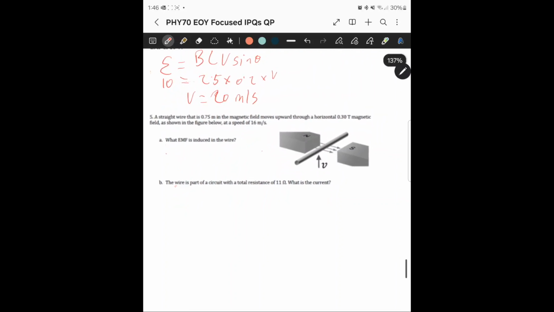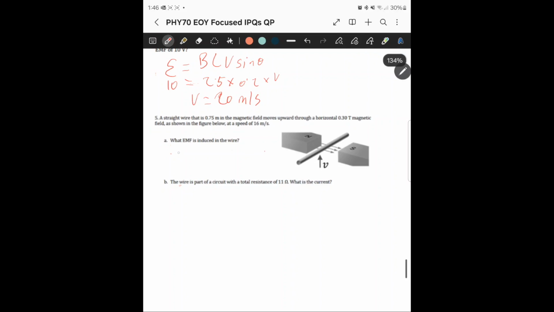Now what's happening here? EMF is induced in this wire. Same idea, but this time I need EMF. So this is BLV sine theta. Is there an angle? Nope, it's perpendicular. Moving up and moving to the right, that's perpendicular. So I'll directly go ahead and put the numbers in. Where's the B? That's 0.30. Multiply that by the length. The length is 0.75, that's in meters. The speed is meters per second, so that's 16. Sine of 90, no need to write it, and you'll get 3.6 volts.